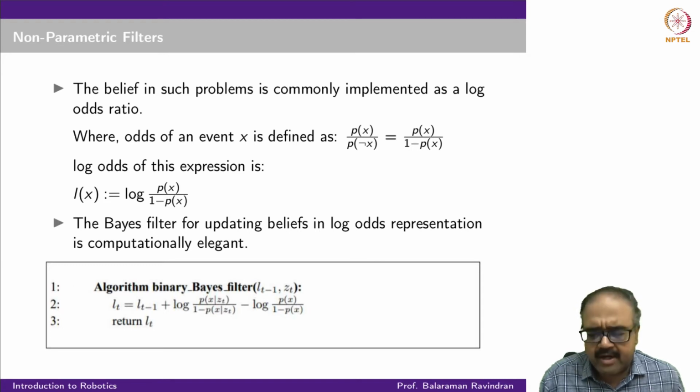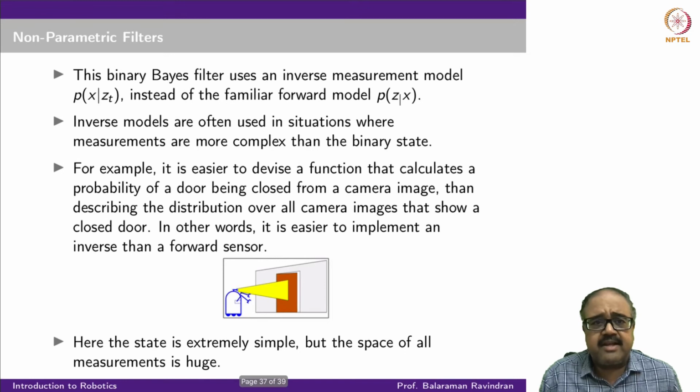And later when we look at where we use these, especially in places like map estimations, we'll see that the probabilities do tend to be very small, and therefore this adaptation of the binary Bayes filter is very useful in such cases.